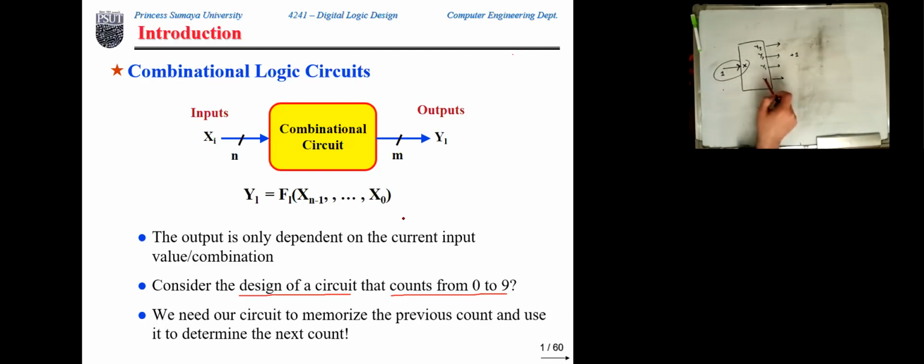It should become 1. And if the output is 1 and the input is 1, then I have to increment the output by 1. Now, if you look at the operation of this circuit, there is something that cannot be done by combinational logic circuits. What is this something?